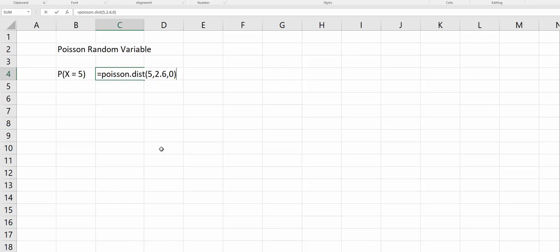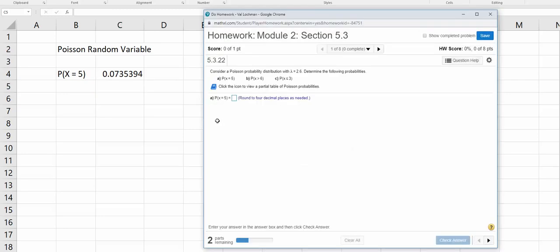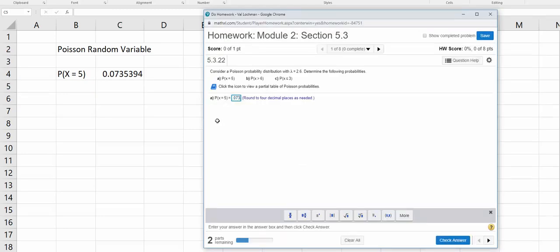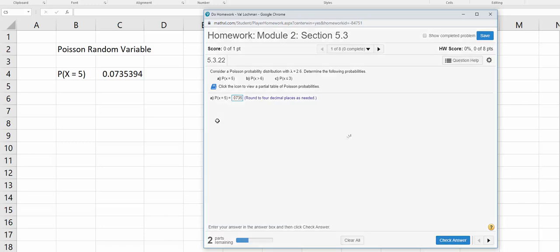So value, mean, cumulative or not. Press enter and we get 0.0735. Let's go ahead and input that, 0.0735. We're good so far.